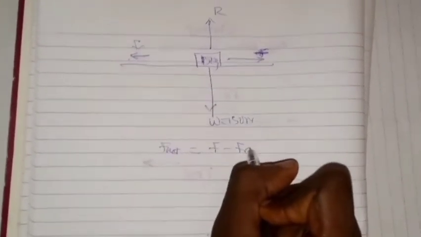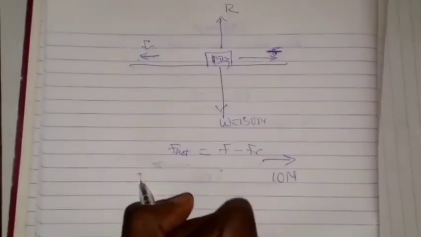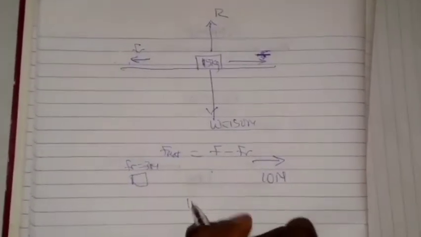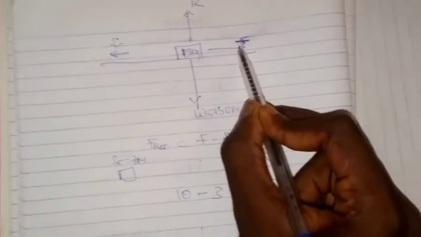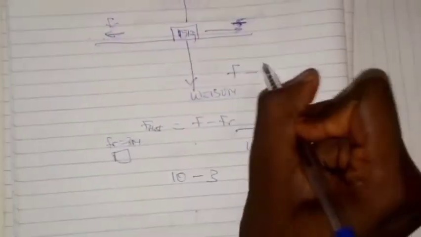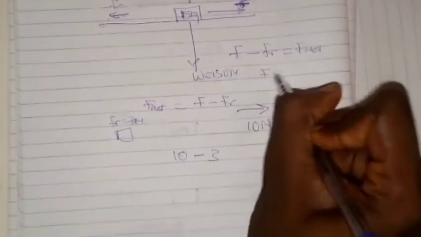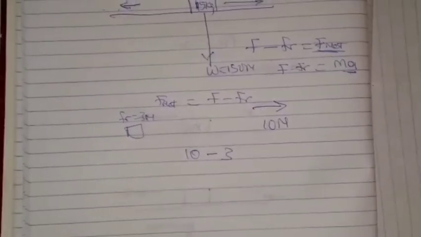F minus FR. So if the force used to push it is 10 Newton, and your frictional force is 3 Newton, the force that will produce your acceleration will be 10 minus 3. Do you understand now? So F, the force that is pushing it, minus the frictional force gives you your net force. And F minus FR will give you your acceleration. What's the formula for F? Ma. So from here you can get your acceleration. Please take note of that.